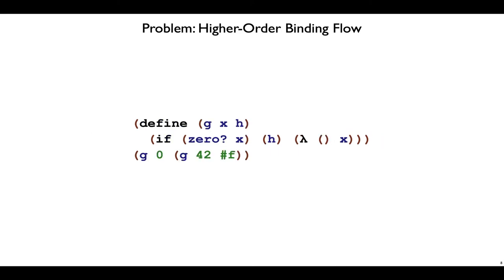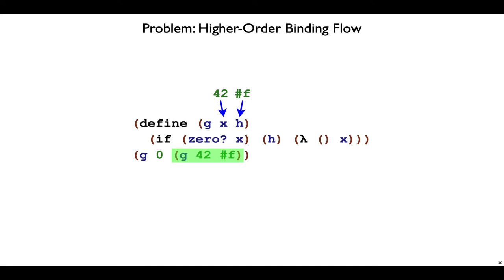This program first defines a function g. g checks whether its first parameter x is 0. If so, it calls its second parameter h and returns its value as the result. Otherwise, it returns a closure which captures the binding of its first parameter x. This program then calls g so that x is bound to 42 and h is bound to false.